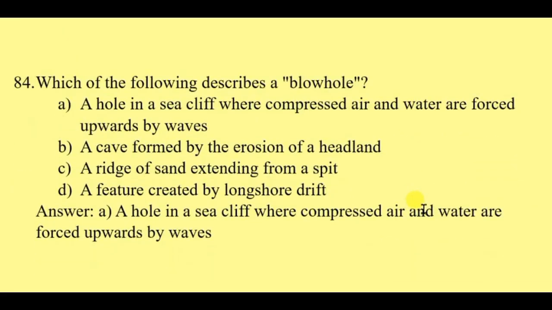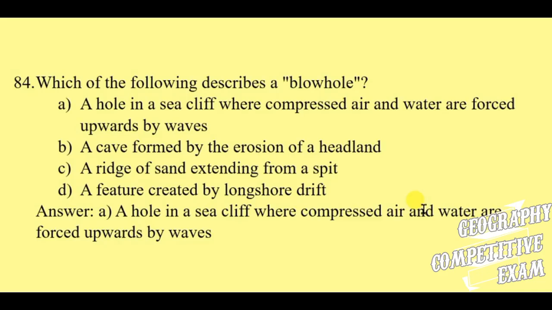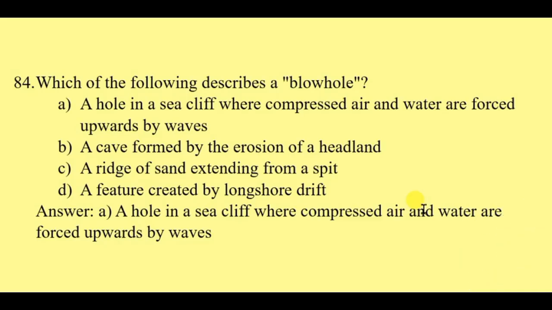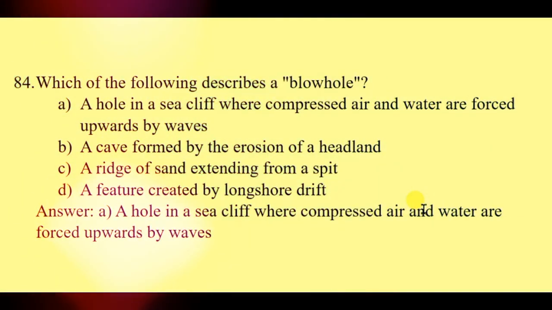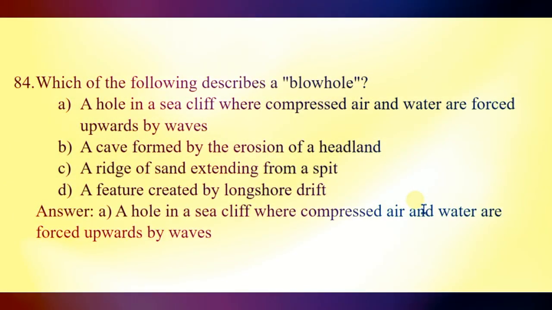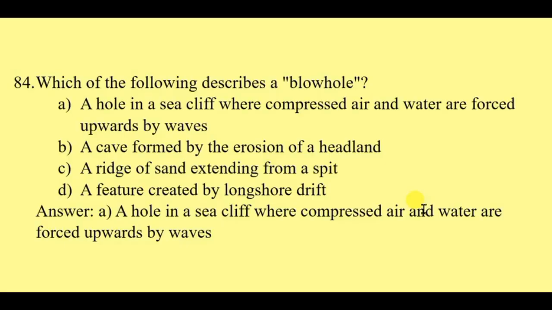Question 84. Which of the following describes a blowhole? A hole in a sea cliff where compressed air and water are forced upwards by waves, a cave formed by the erosion of a headland, a ridge of sand extending from a spit, a feature created by longshore drift. Here the correct answer will be a hole in a sea cliff where compressed air and water are forced upwards by waves.